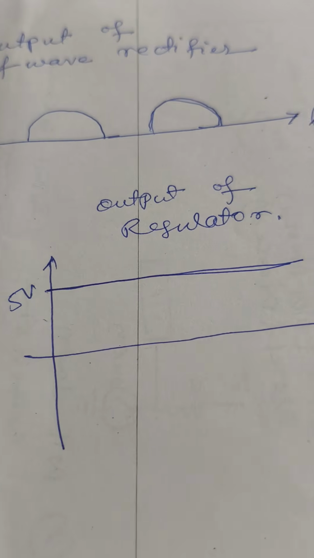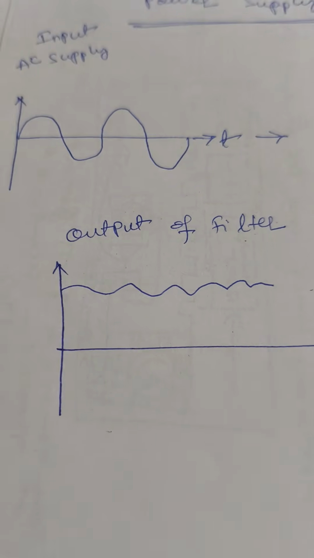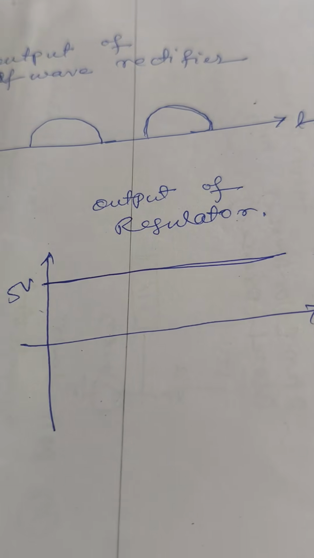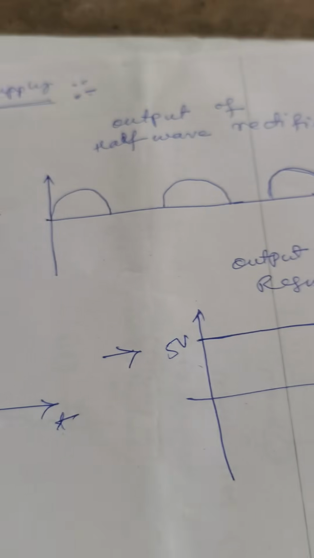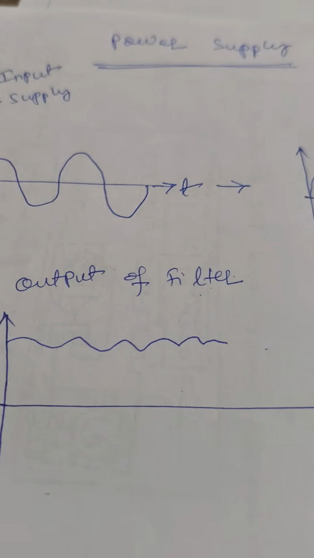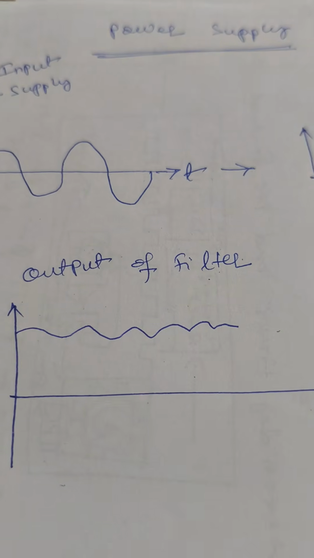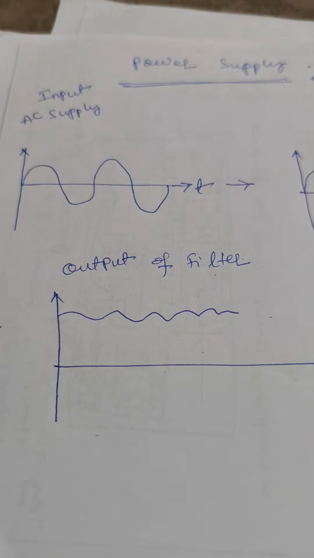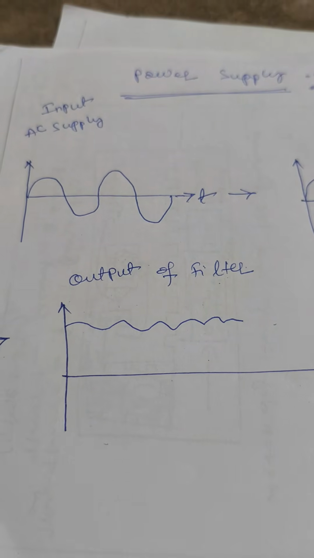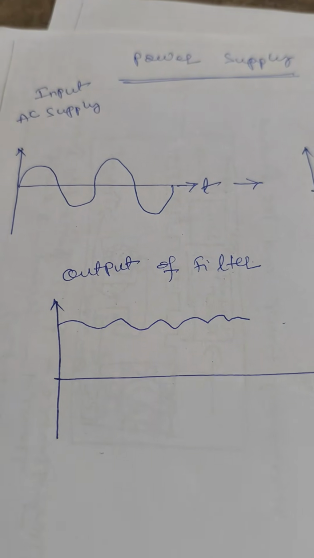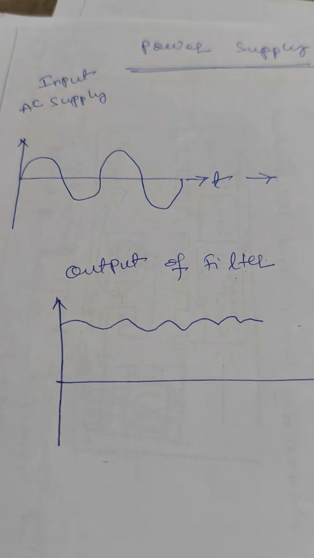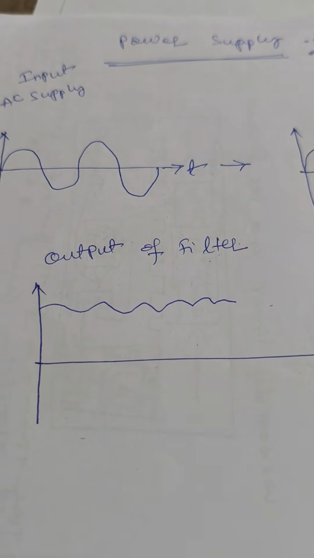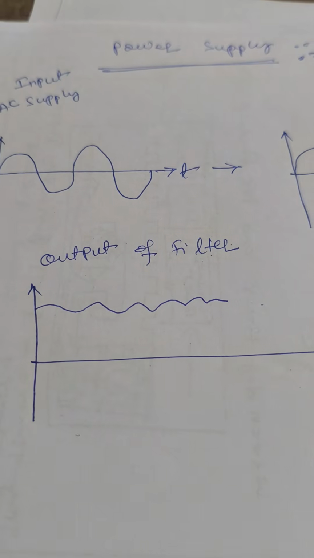7805 is a regulator IC which will convert the output of the filter into perfect 5 volt DC. That is the regulator. For example, for my mobile charging, I require a charger. Definitely you should have a charger to charge the mobile, because after one day the battery power will be down. At that time, you will recharge using the battery charger.